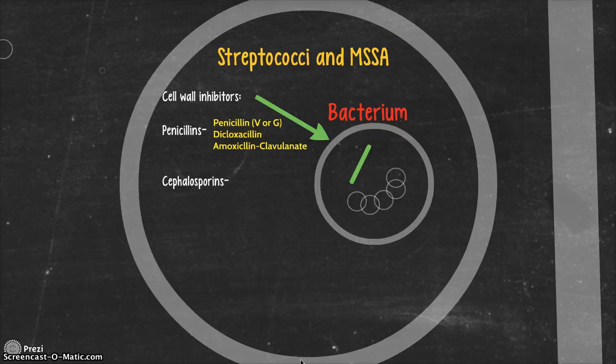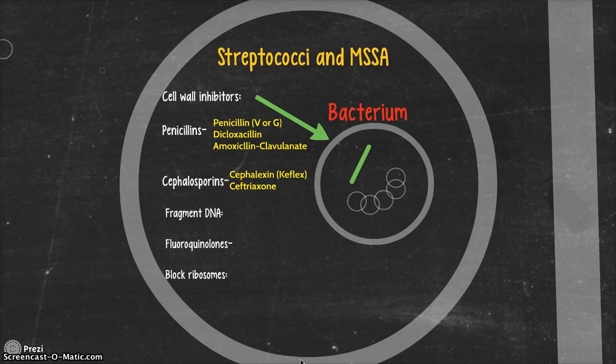Another example is dicloxacillin, or amoxicillin clavulanate, which not only contains the beta-lactam ring in amoxicillin, it also has clavulanate that inhibits beta-lactamases that some bacteria produce to break down beta-lactam rings, making this a broader spectrum antibiotic. You can also use cephalosporins, including cephalexin or Keflex and ceftriaxone.